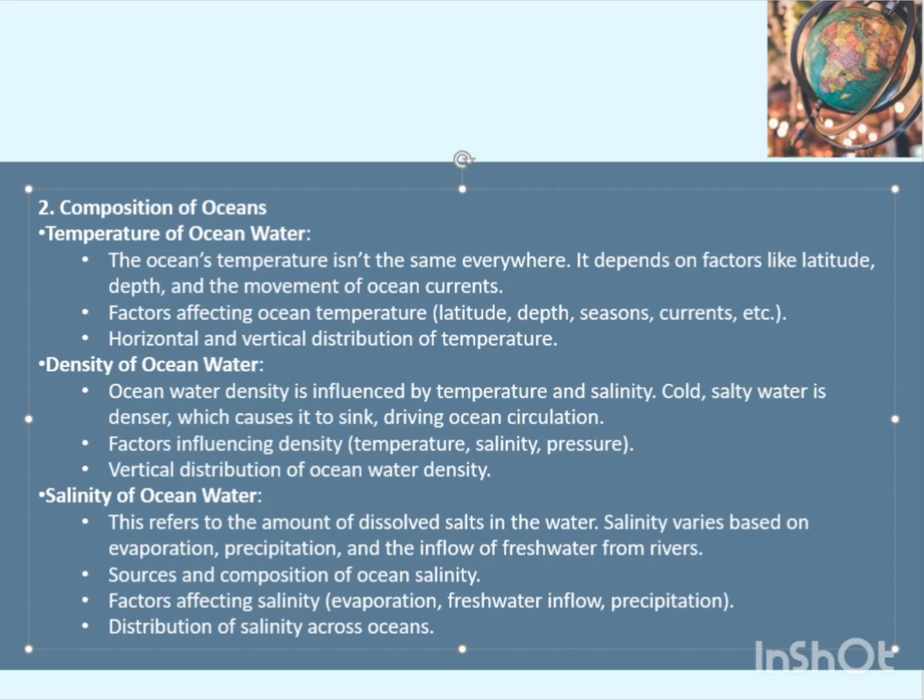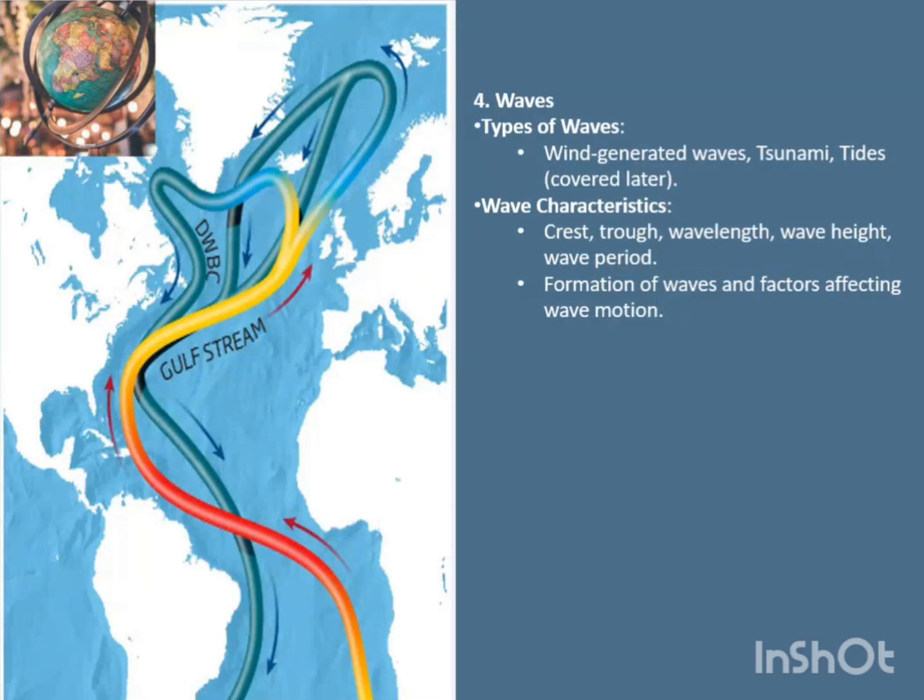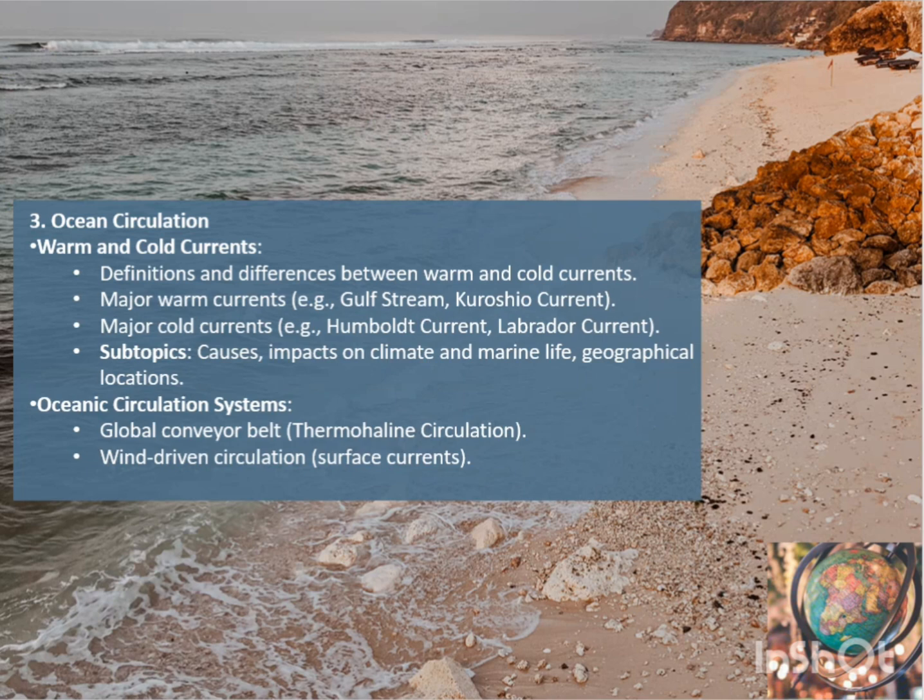The next part is ocean circulation, which is one of the most fascinating topics. Ocean circulation happens in various ways, and this movement helps regulate global climate. It includes warm currents, cold currents and thermohaline circulation. Warm currents like the Gulf Stream transport warm water from the equator towards the poles. On the other hand, cold currents like the Humboldt current bring cold water from the polar region towards the equator, and the thermohaline circulation, known as the global conveyor belt, is driven by difference in temperature and salinity.